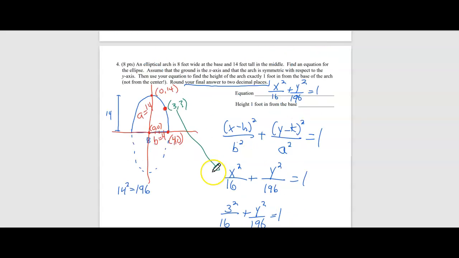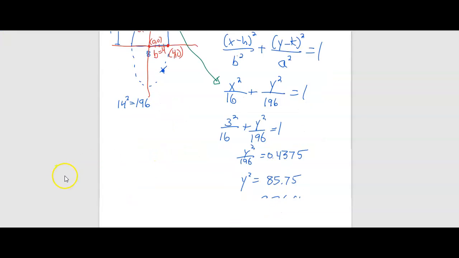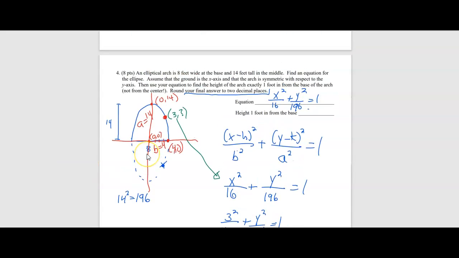The reason for the plus minus is there's actually a point below that satisfies the equation of the ellipse that's 3 feet to the right of the center, 1 foot from the edge. But we're not interested in that one. We're interested in the height above this surface. So 9.26 would be our final answer. Height, 1 foot. Let's give it a unit to the answer: feet.